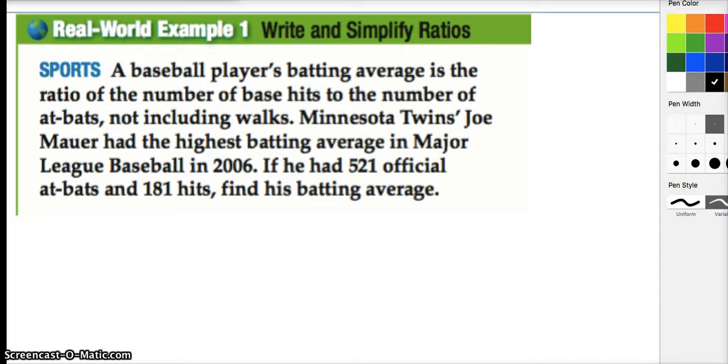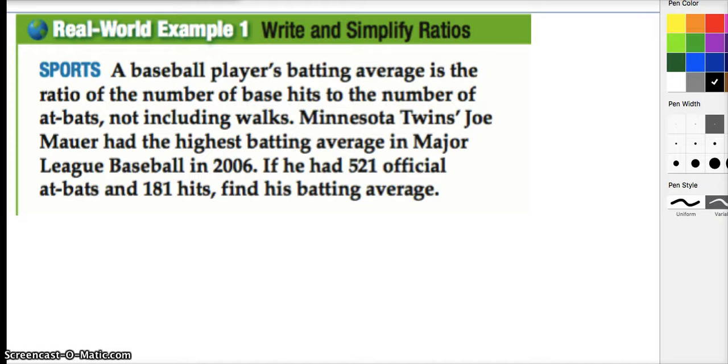So with all that information behind us, let's take a look at this first example. We're going to write and simplify ratios. So here we go. A baseball player's batting average is the ratio of the number of base hits to the number of at-bats, not including walks. Minnesota Twins Joe Mauer had the highest batting average in Major League Baseball in 2006. If he had 521 official at-bats and 181 hits, find his batting average.